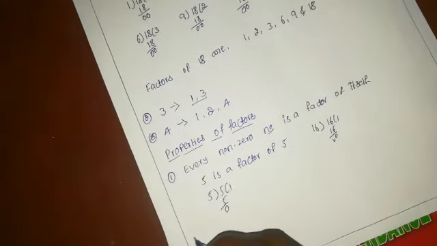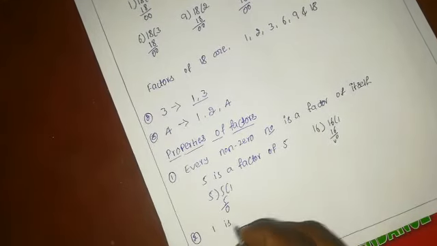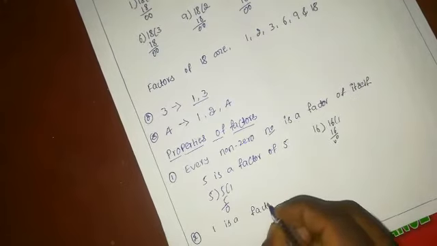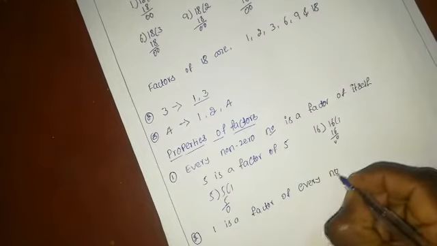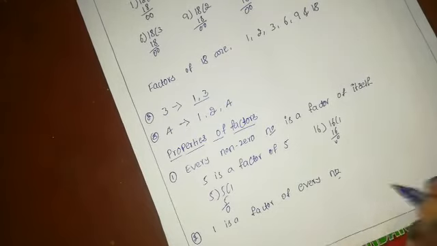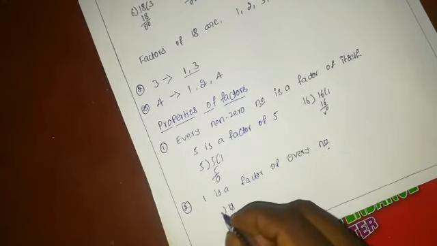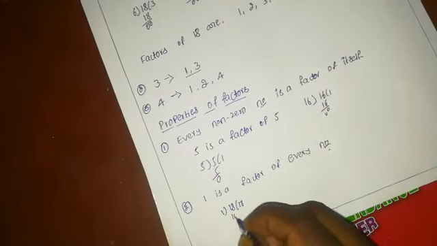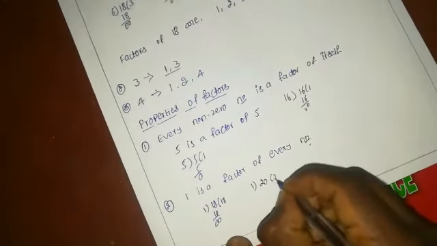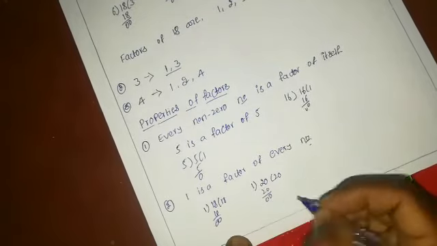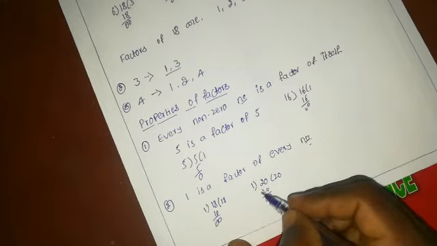The second property is 1 is a factor of every number. We know that 1 divides every number. For example, 1 divides 18 how many times? 18 times, and we get remainder 0. 1 divides 20 how many times? 20 times, and we get remainder 0. Like this, 1 is a factor of every number. This is the second property.